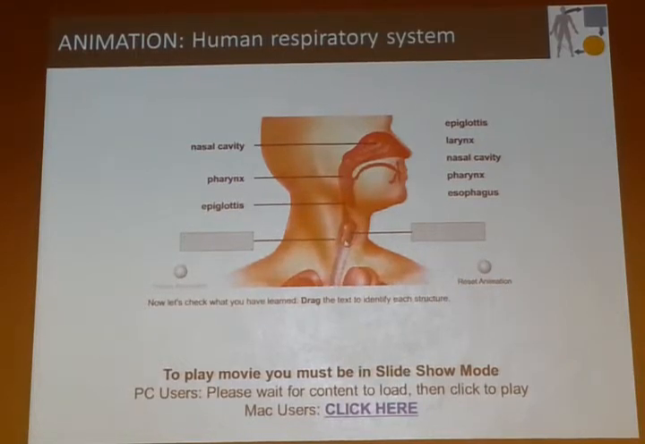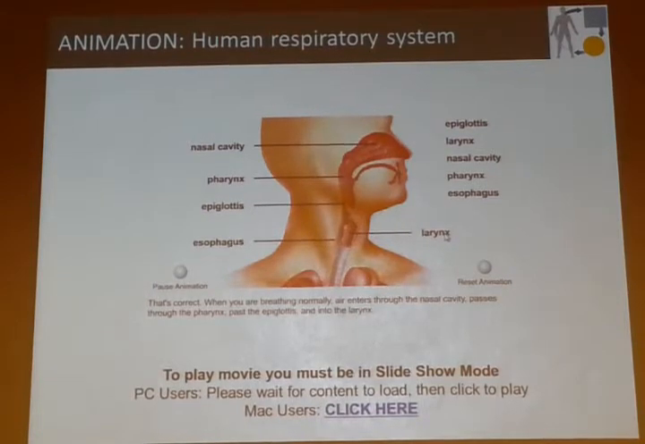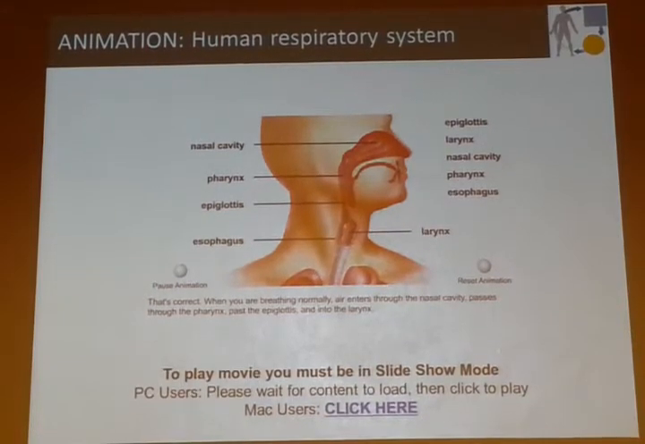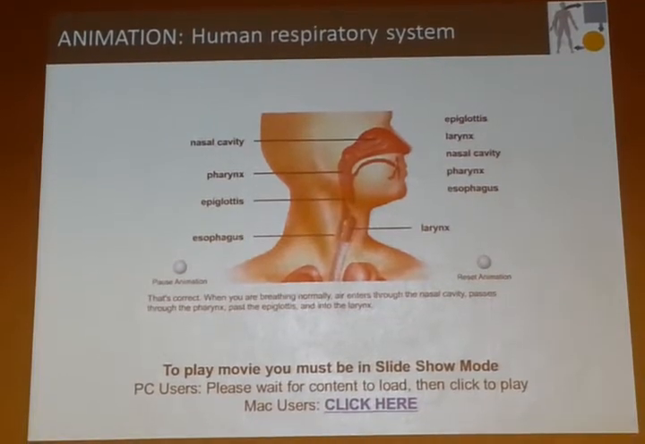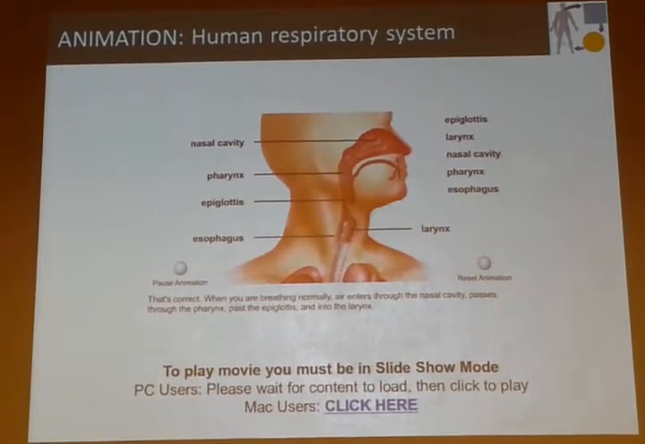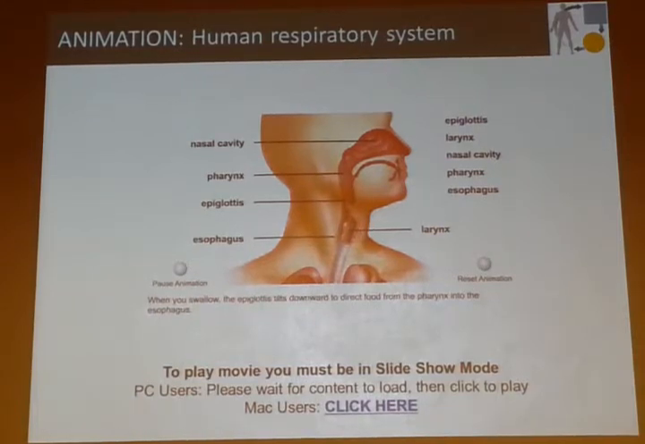the two membranes that have a slit in the center that forms your glottis. So this is on top of the vocal cord, which is your glottis. Esophagus, which has nothing to do with respiration. And then larynx, which is your voice box. That's correct. When you are breathing normally, air enters through the nasal cavity, passes through the pharynx, past the epiglottis, and into the larynx. When you swallow, the epiglottis tilts downward to direct food from the pharynx into the esophagus.